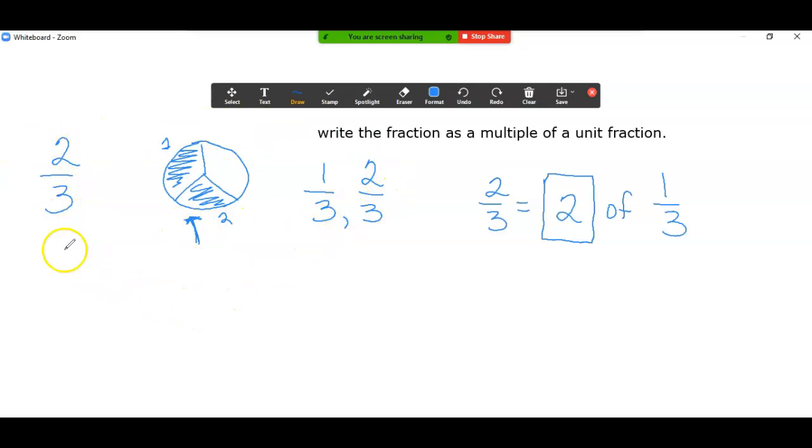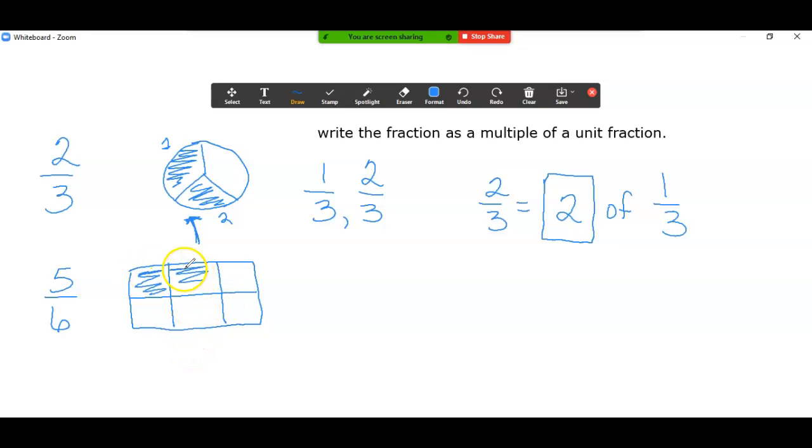Okay, what if I have 5/6? We're going to do the same thing. So I'm going to draw a picture of 5/6. I usually do a rectangle for 6. Then I do 2 columns or 2 rows and 3 columns. So I have 1, 2, 3, 4, 5. Okay, so it's going to look like this.